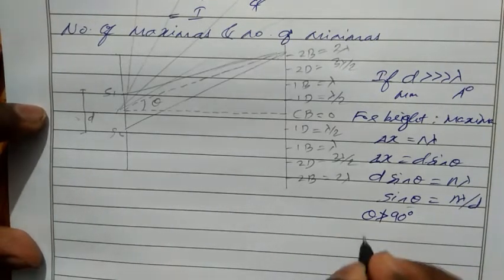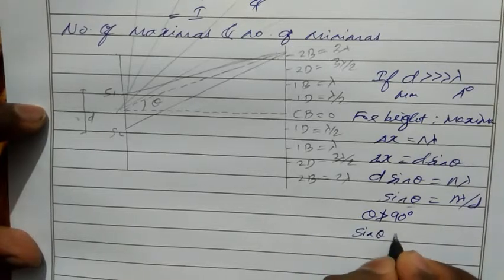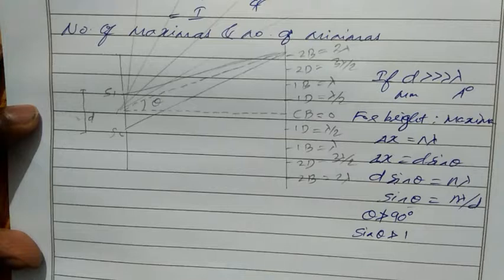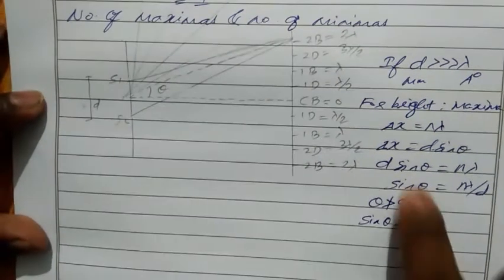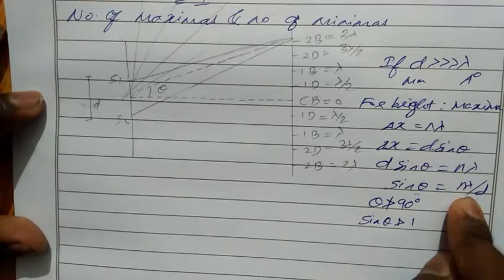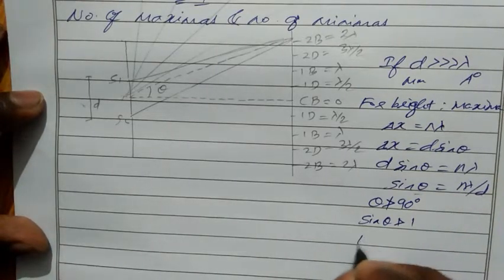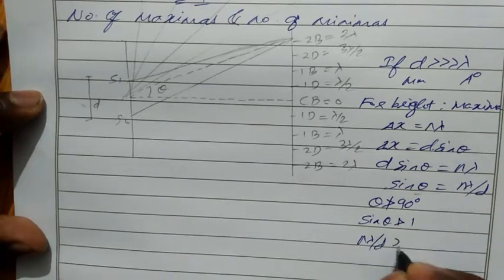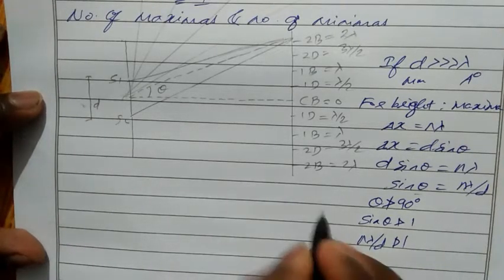Correct? Then our sin theta cannot exceed 1. The maximum value is 1. Okay. Then if our sin theta cannot exceed 1, then our n lambda by d also cannot exceed 1. Okay, so I write it here.